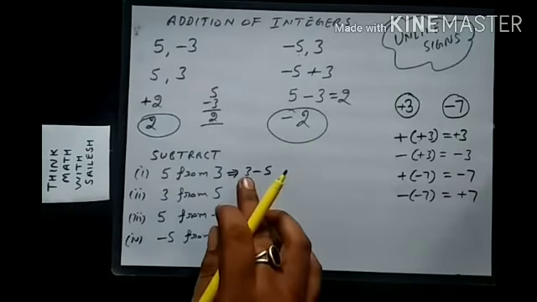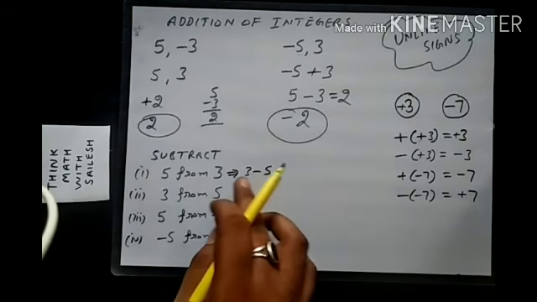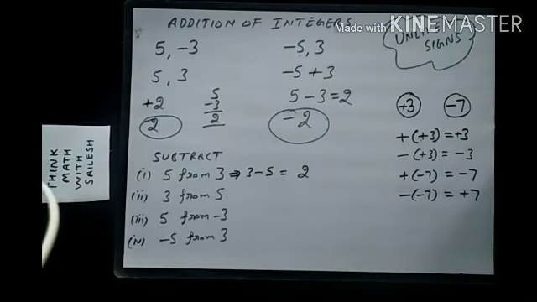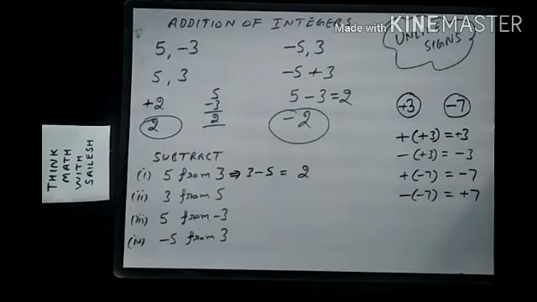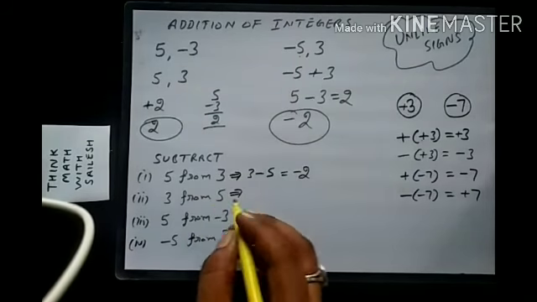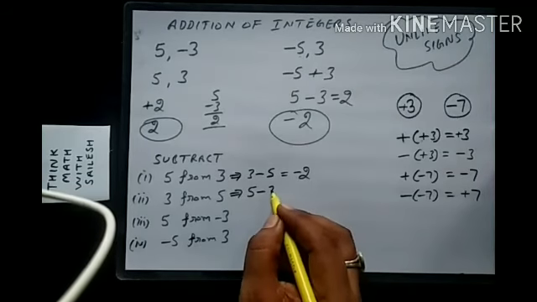Now what is the absolute value of 3 and 5? That is 3 and 5. The symbols are different, therefore we will find their difference. The difference is 2, and whose absolute value is greater? 5's value is greater. Therefore I will take the symbol of the greater absolute value. Now subtract 3 from 5. 5 is the minuend and 3 is the subtrahend.